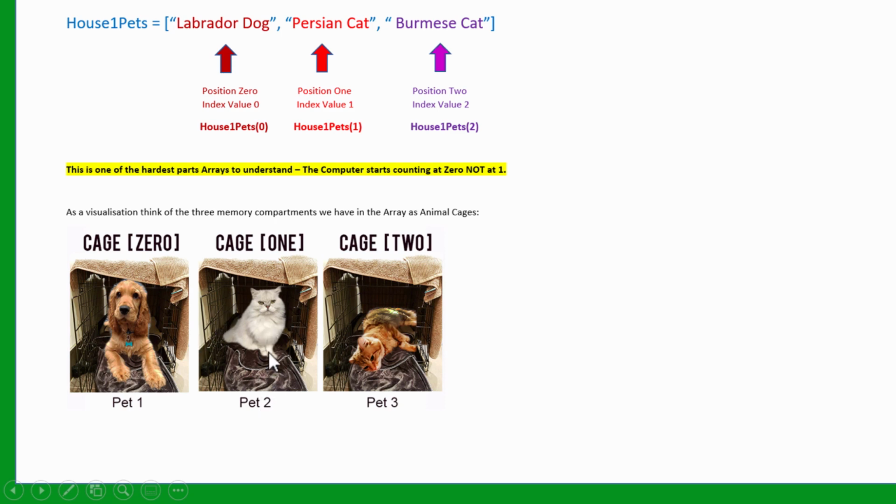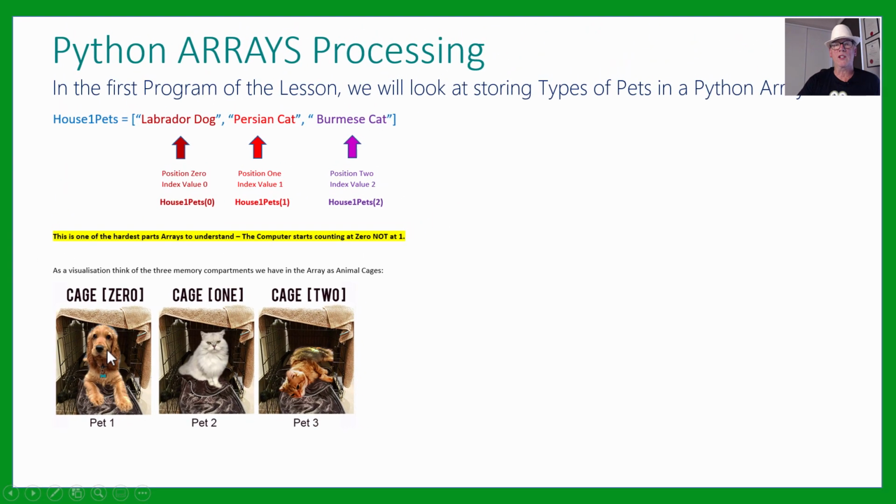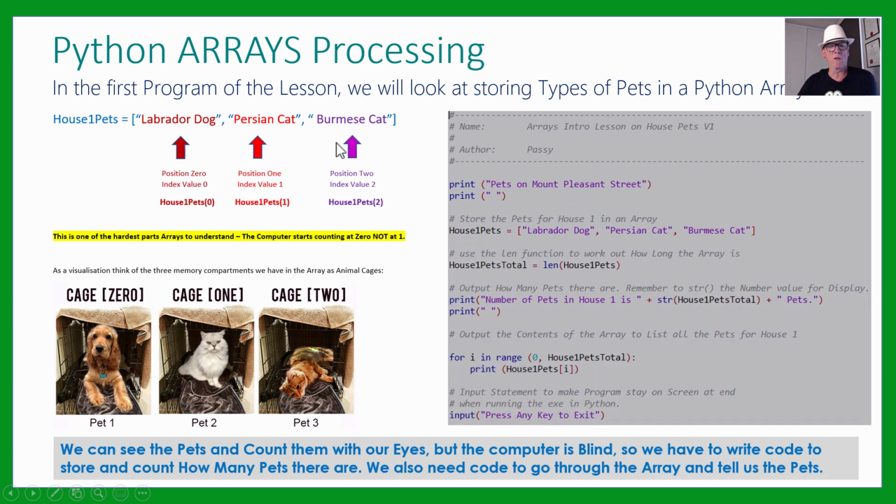That's a friend's cat. So that's the idea to get your head around, that we've got these storage compartments, like these little cages that the pets can sleep in at night. This is cage 0, cage 1 and cage 2. We start counting them at 0, not at 1. And in here we've actually put something in the storage compartment: pet 1, pet 2 and pet 3. Pet 1 happens to be a Labrador dog, pet 2 is a Persian cat, and pet 3 is a Burmese cat.